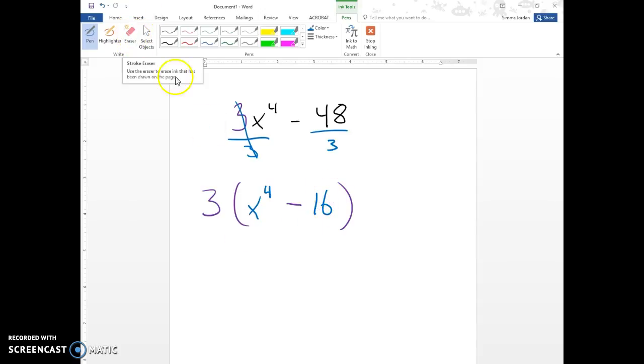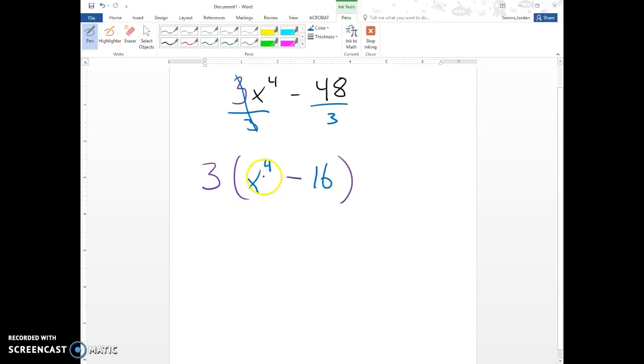Okay, so we're not done yet. That's our first step. But if we take a look inside the brackets here, this is a difference of squares. This is a perfect square. Anything to the second, fourth power is a perfect square, and 16 is a perfect square as well.